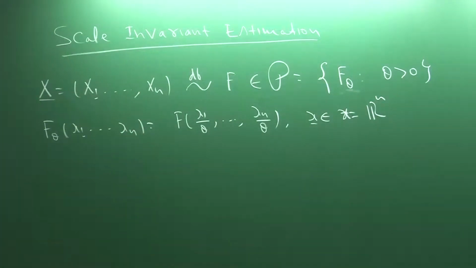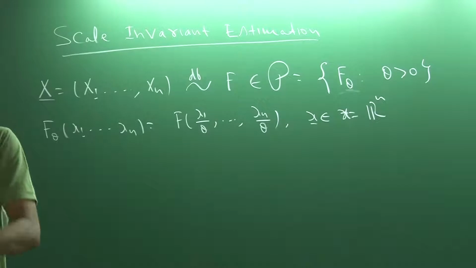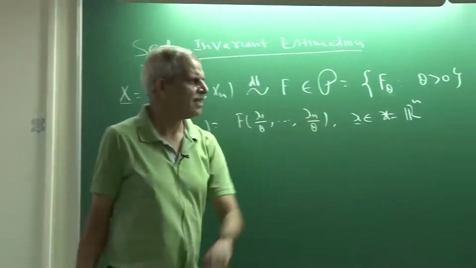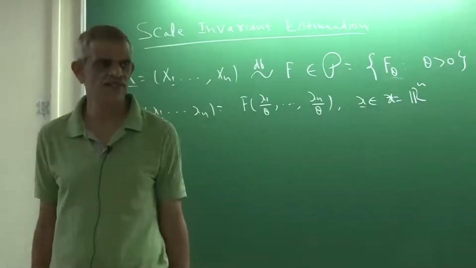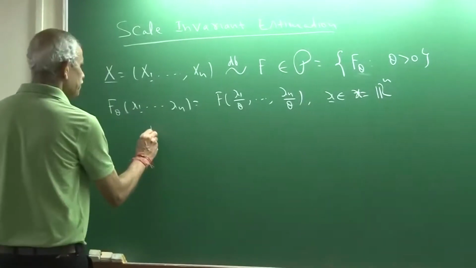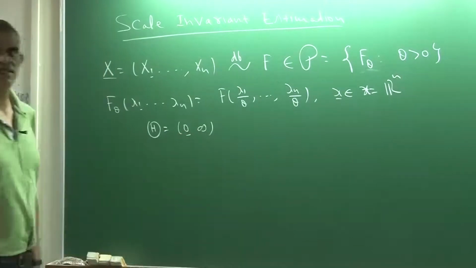Even in the location case and scale case, you might have situations where the support of X1, X2, ..., Xn contains negative values of the xi's. That is the reason I am taking my sample space to be the whole of R^n, so that negative values of the xi's are also possible. And what is my parameter space? My parameter space is 0 to infinity.